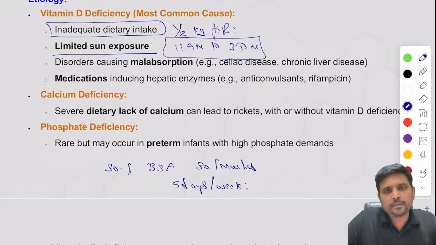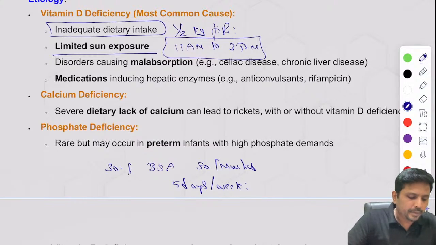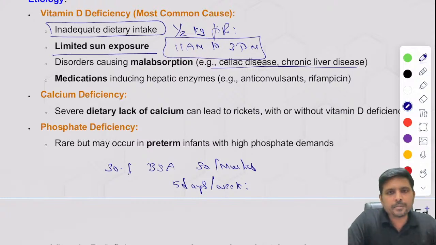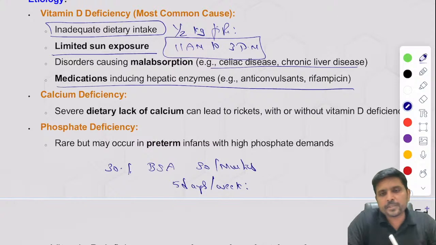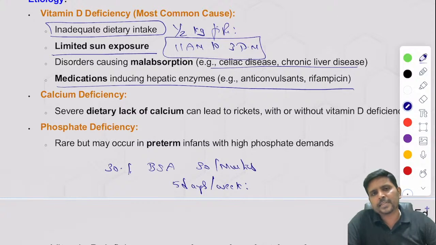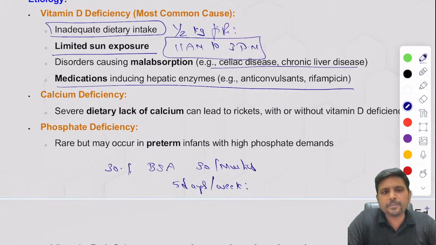Okay, malabsorption. All fat-soluble vitamins are absorbed in the duodenum and jejunum. So when you have celiac disease, which is a mucosal transport disorder, the mucosa is extremely damaged, as a result of which your fat-soluble vitamins are not absorbed. Second one is chronic liver disease, because of the absence of 25 hydroxylase enzyme. And medications such as rifampicin and anticonvulsants increase cytochrome P450 oxidase, as a result of which the active form of vitamin D will be less.